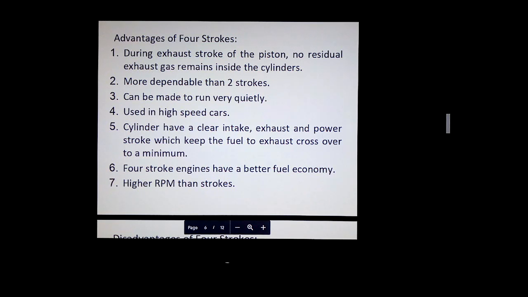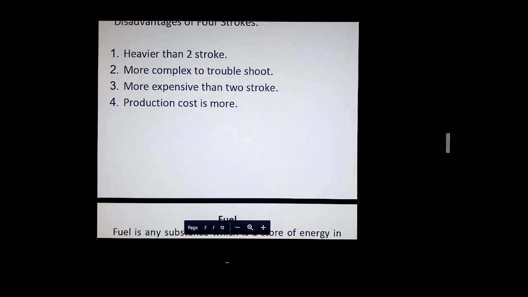Used in high-speed cars, cylinders have a clean intake, exhaust and power stroke which keep the fuel to exhaust crossover to a minimum. Four-stroke engines have a better fuel economy. Number 7, higher RPM than two-strokes, rotations per minute.